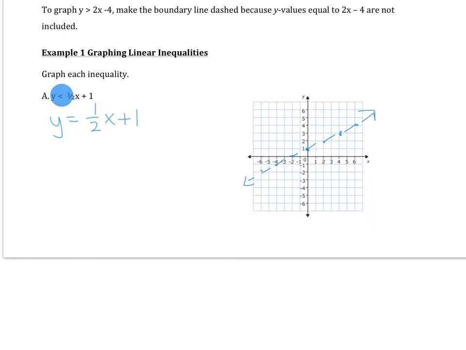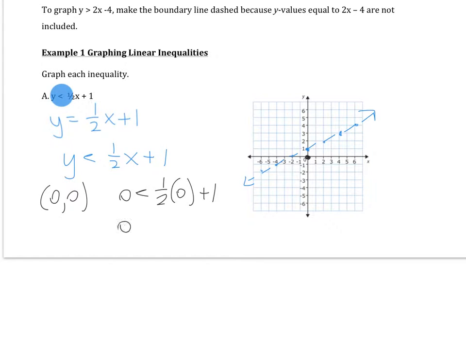If you don't know which region to shade, then you have to test values. So you may want to test in the original equation. So here's my y less than 1/2 x plus 1. I like to test anything not on the line, but 0, 0 is the easiest one to do. So I'm going to test 0, 0. 0 less than 1/2 times 0 plus 1. So 0 less than 1. That is true, so I would shade the region that includes the 0.